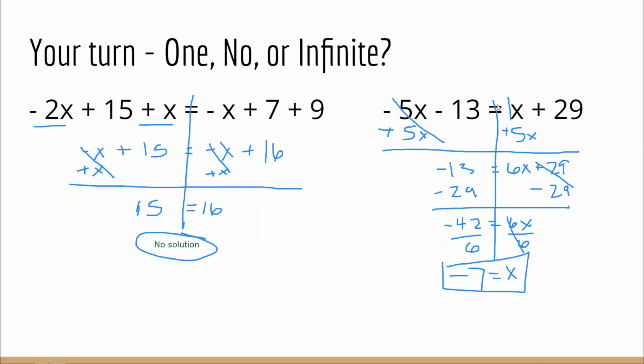On this right side, we can see that the left and the right side are both simplified. And I know right off the bat that it's going to have at least one solution because there are different numbers in front of our variables. So this one has a negative 5 and that one has a positive 1. So once I go through all those steps, I should find out that x equals negative 7.